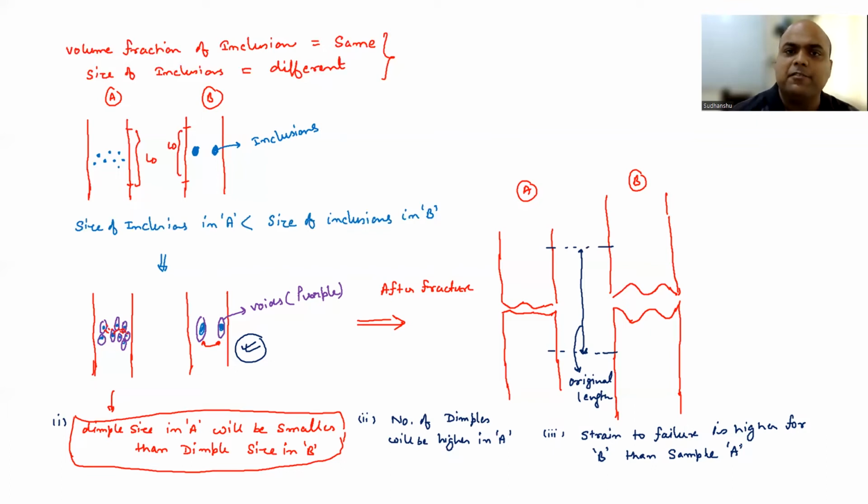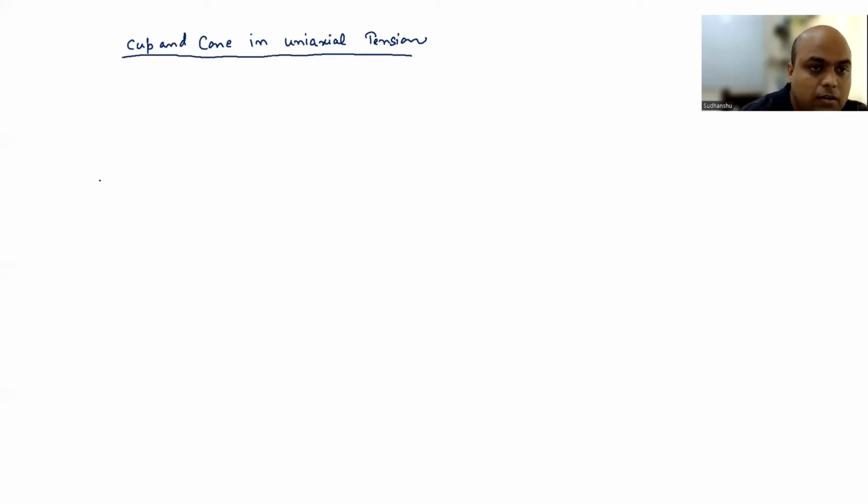Now let's understand why you get cup and cone failure when you do uniaxial tension. So, cup and cone in uniaxial tension. Okay. So you are doing a tensile test. So let's see, we have taken say a dog bone specimen.